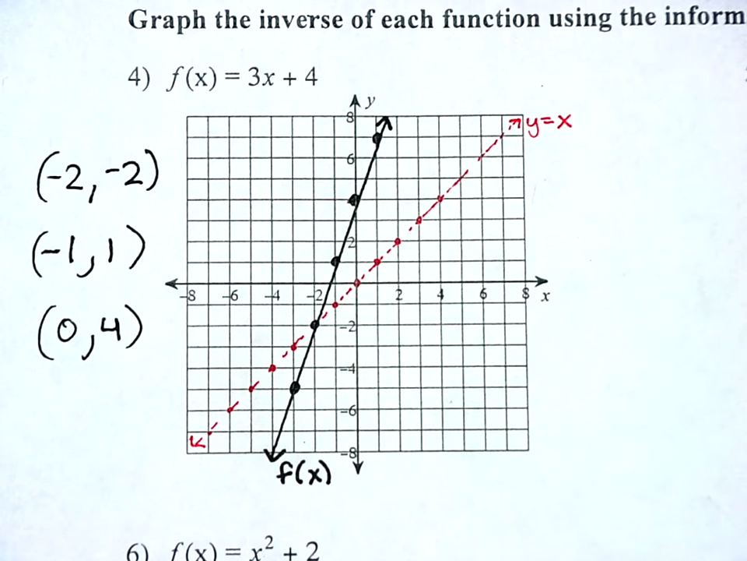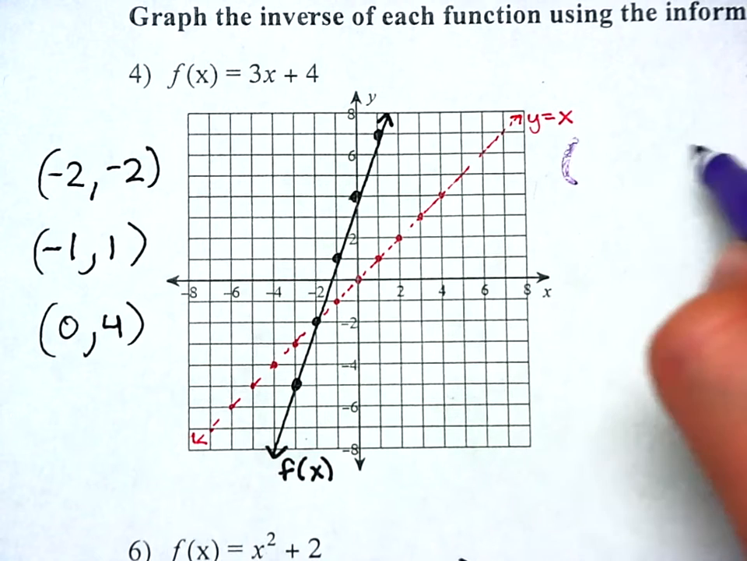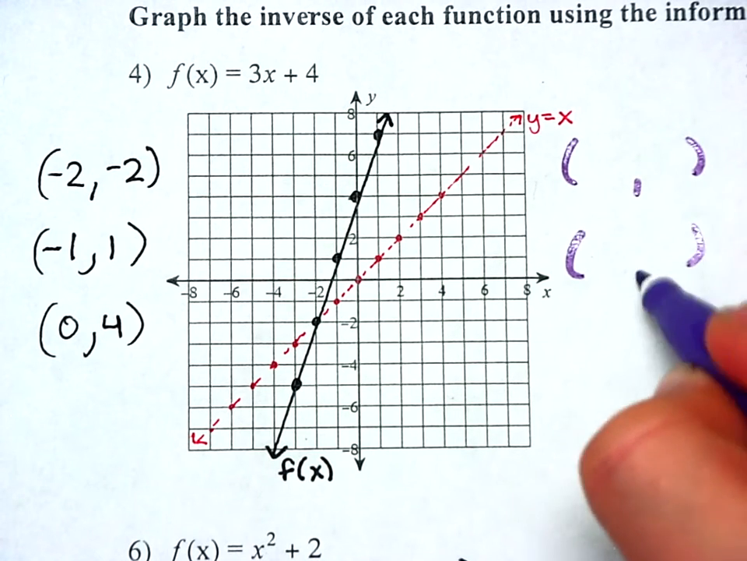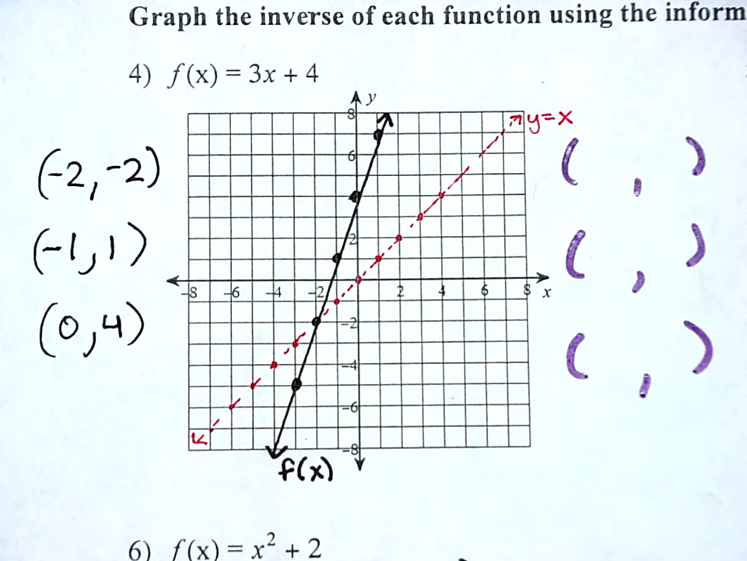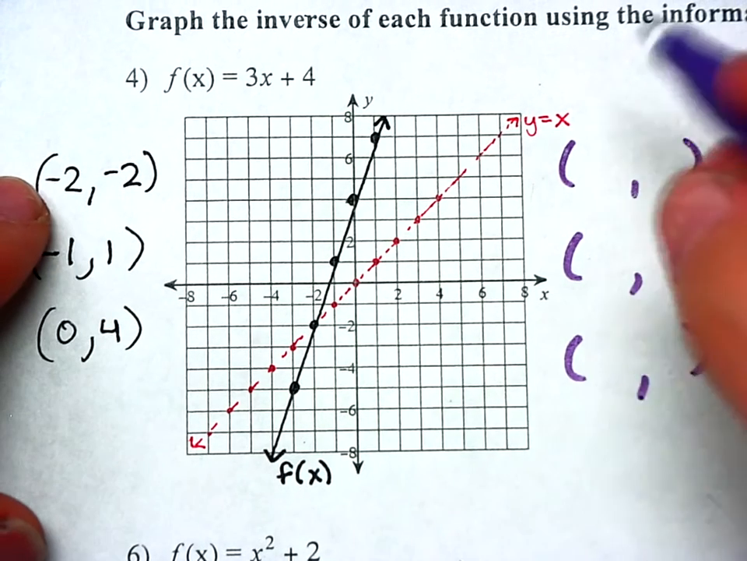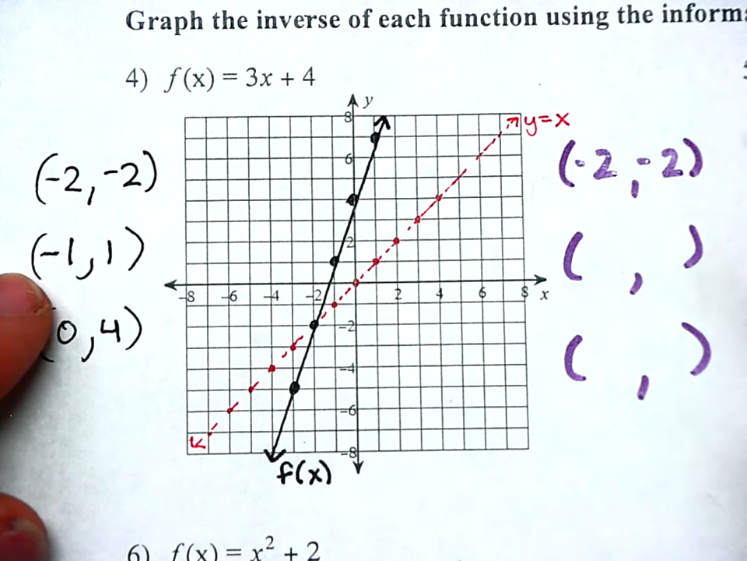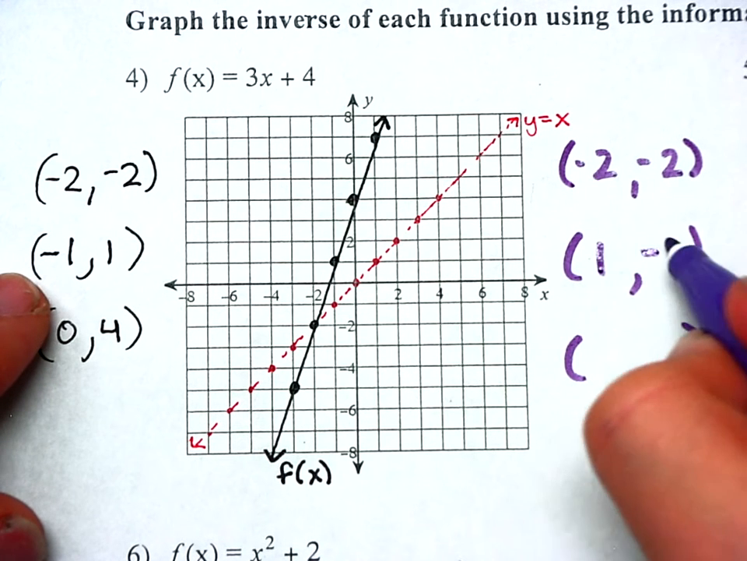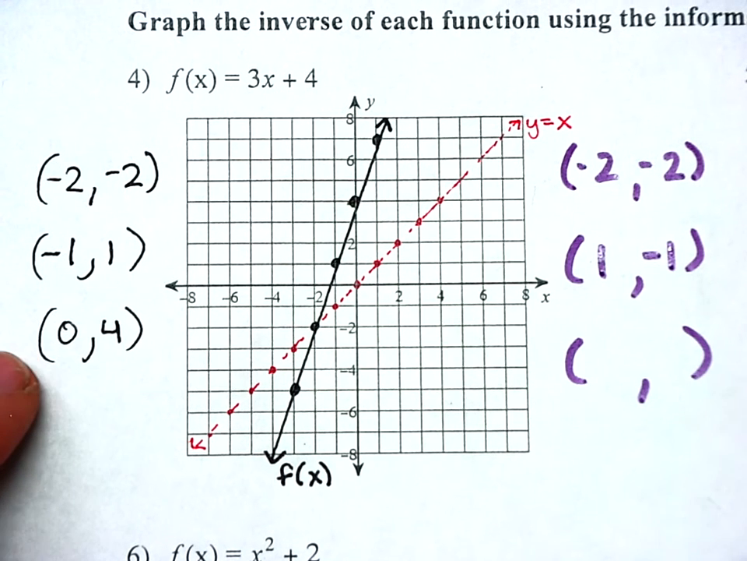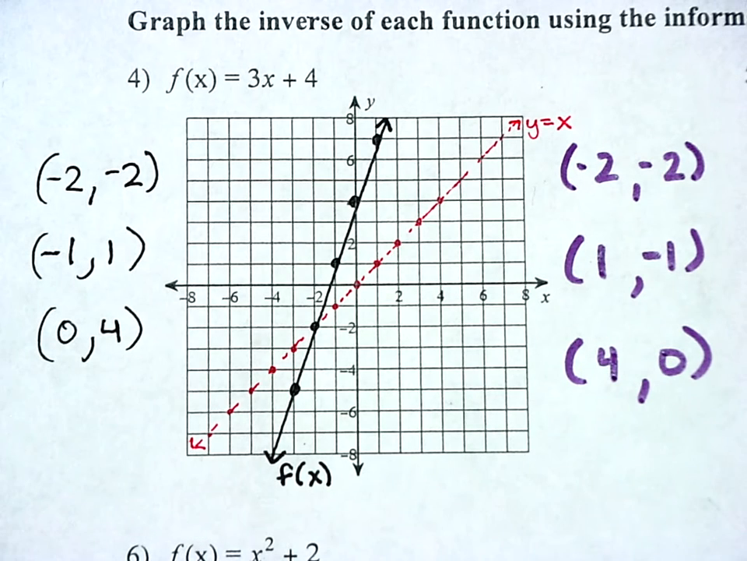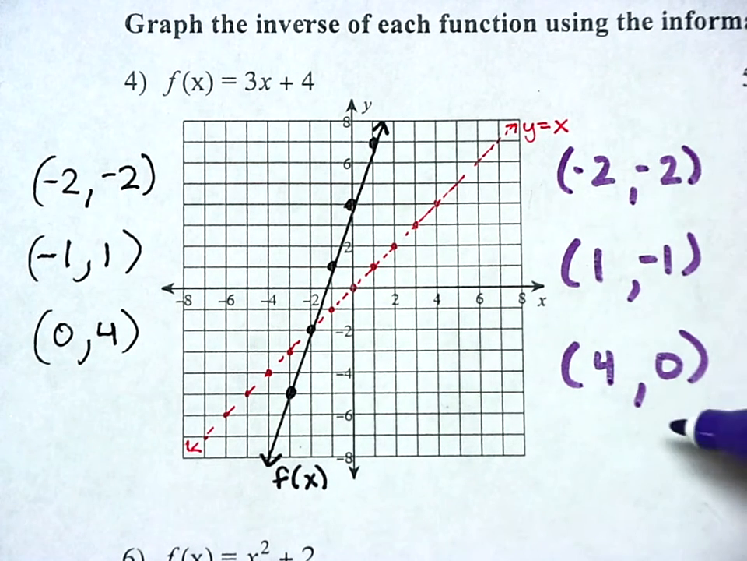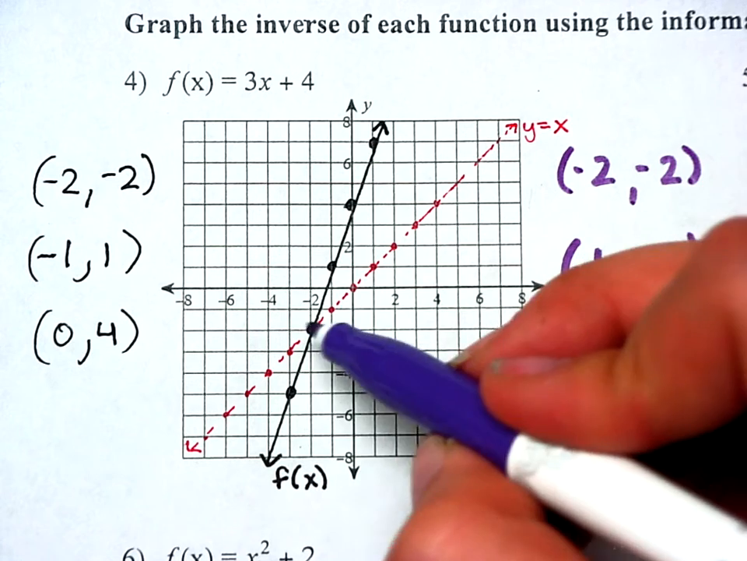So what we'll do for the inverse points is just switch the x and y values. So for the first one, they're the same, so that point's actually going to stay the same. For this one, now it's going to be the point 1, -1. And this one is going to be the point 4, 0. So now all I have to do is plot these 3 points. It's a line, so I really only need 2 or 3. And we're going to see where these fall.